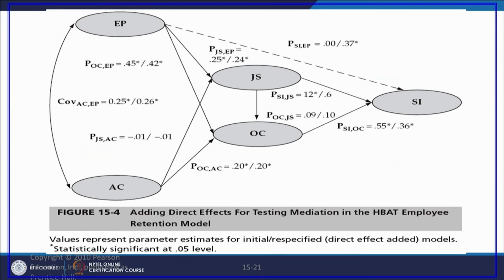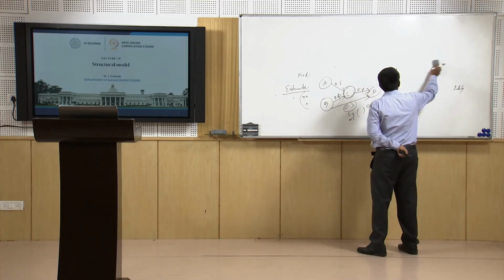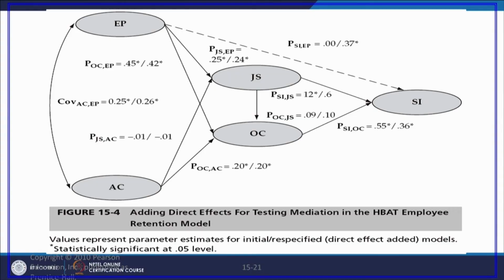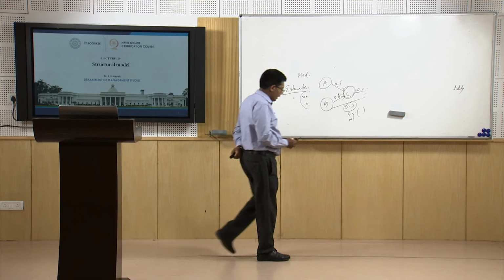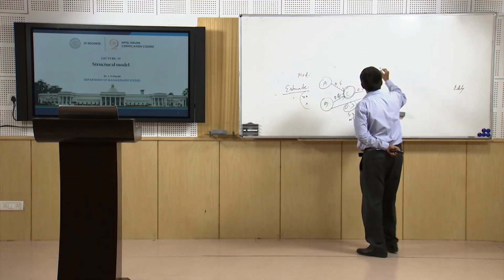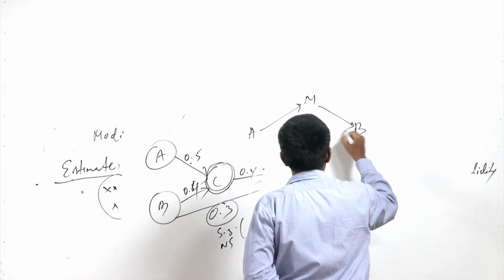Okay. Now, adding direct effects, how do you check for mediation? Although this will not explain much, I will do it directly here. There are two types of mediation. One is a partial mediation and the other is a full mediation. That means we will say the mediator has a partial effect or the mediator has a full effect. Now, what is this full and partial? Let us say A, M, let us say B. Okay. So, this is something like this.